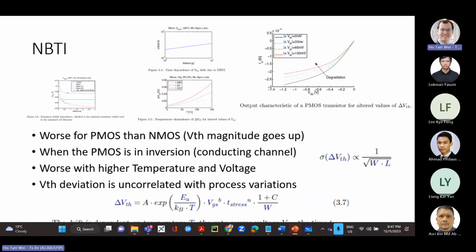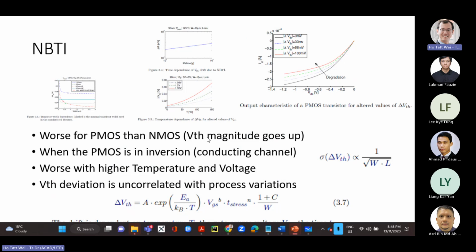And I think the key point I wanted to show you in terms of modeling is here. The mean change in VTH is modeled by this equation. A is some kind of constant that depends on the exponent of some activation energy EA, Boltzmann constant, and temperature. That means it's actually dependent on temperature. So if you're operating the circuit at a higher temperature, you make the aging effect worse. And it's also dependent on the voltage.